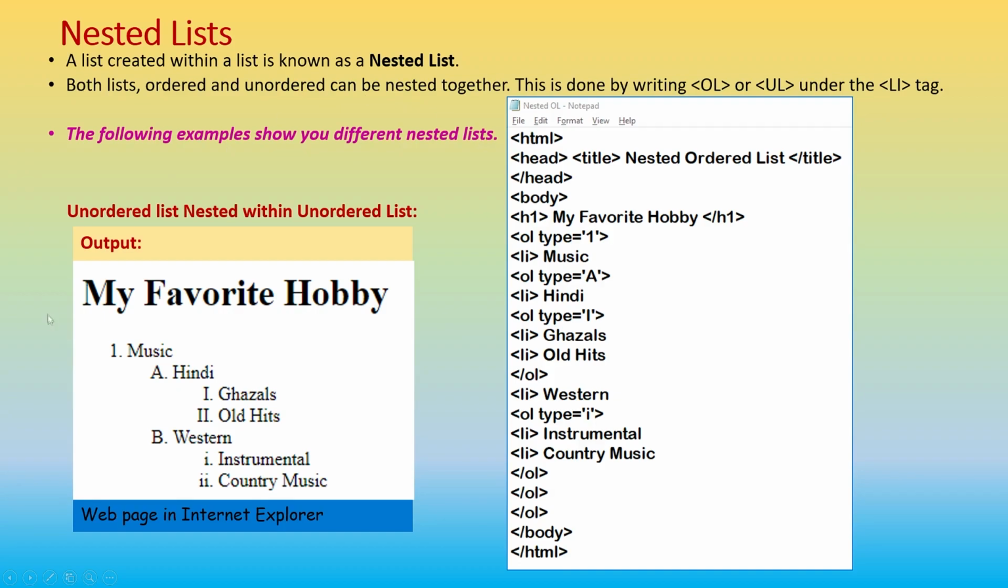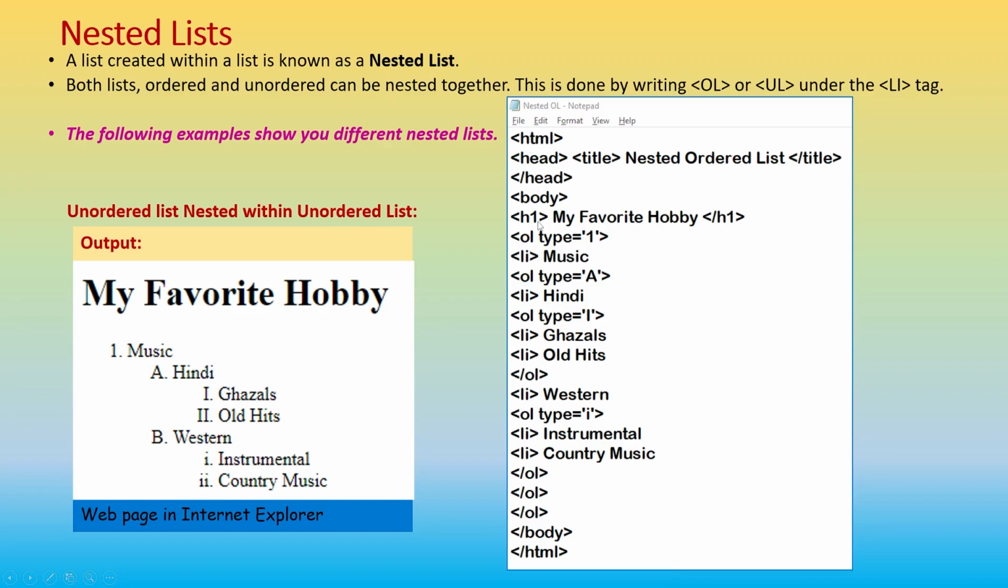See, my favorite hobby is music, under which I have Hindi music and Western music, and under Hindi music I have ghazals and old hits, and under Western music I have instrumental and country music. So this is my first list, under which I have another ordered list with A, B, and under each A and B list item we have further Roman 1 and 2 list items. So for this output we can write this program.